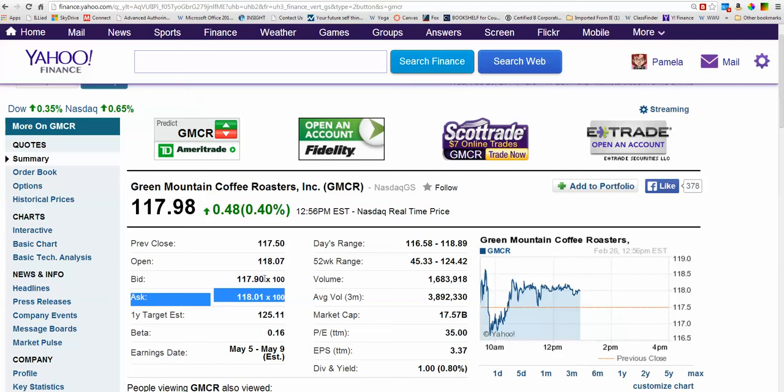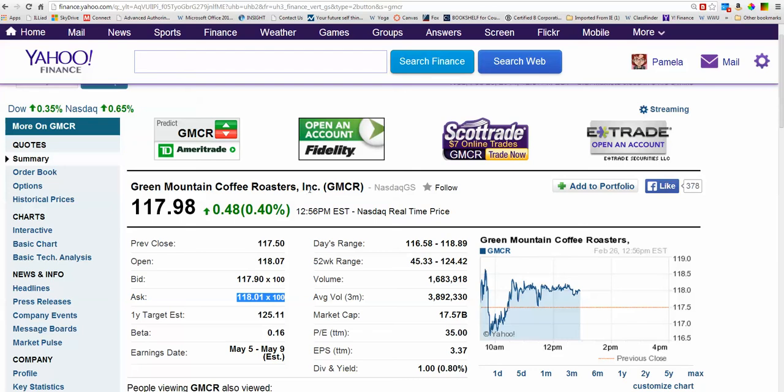That difference, which is 11 cents, $118 and a penny minus $117.90, that 11 cents is called a spread. So this particular dealer could buy the shares from you for $117.90, turn around and sell them to you for $118 and a penny. They would make an immediate profit of 11 cents a share because of that spread. The higher the spread, the more expensive that is for us as investors.